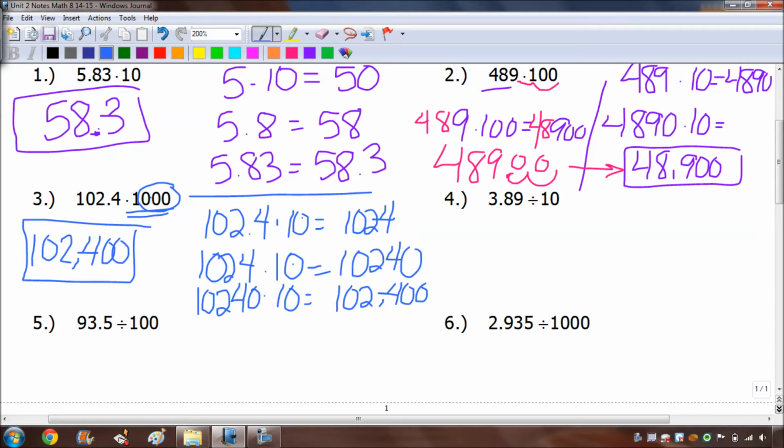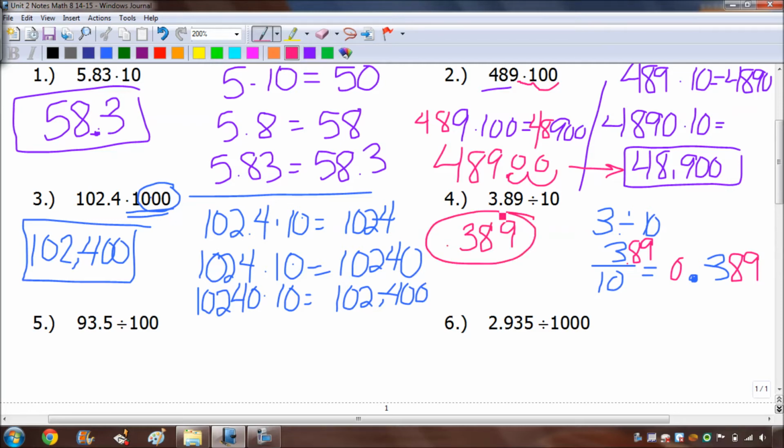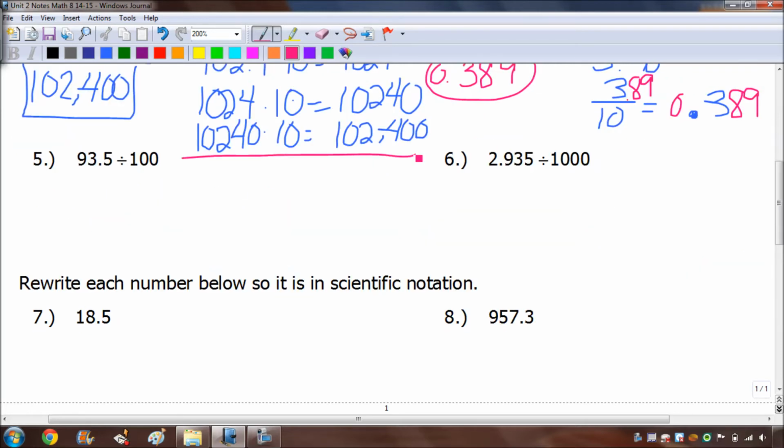All right? So now when I divide by 10, I'm going to go the other way. If I take 3 and divide it by 10, it's really technically 3 over 10, which is 3/10. The tenths place comes right after the decimal, so it's 0.3. But this is 3.89, so the 89 would follow along, so it's 0.389. So my answer is 0.389.